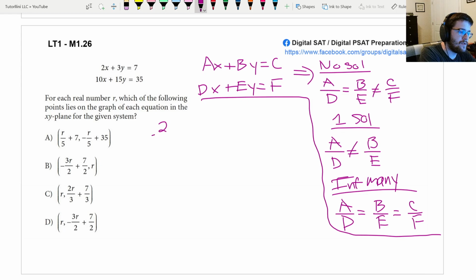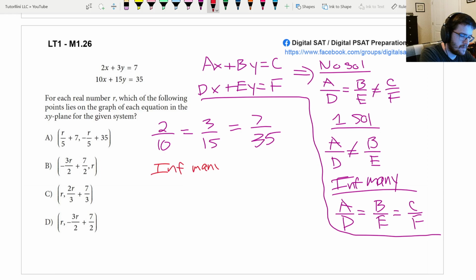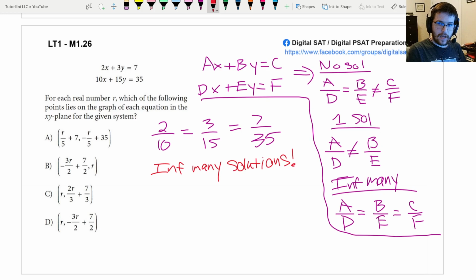So 2 over 10, 3 over 15, 7 over 35. These all reduce to 1/5. So they're all equal. So this guy has infinitely many solutions. So that means these two guys are the same. So what you can do now is you can just pick one of them. I'm going to do the one with the smaller numbers. How about 2x plus 3y equals 7?